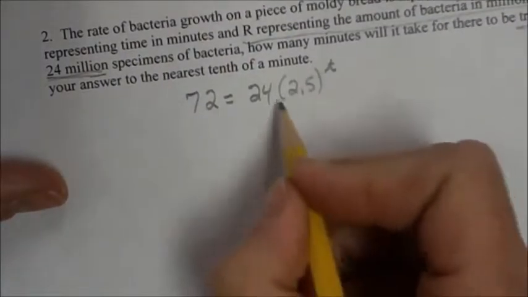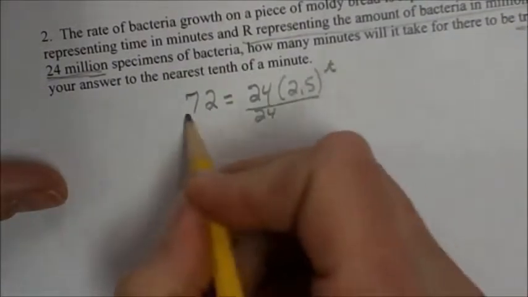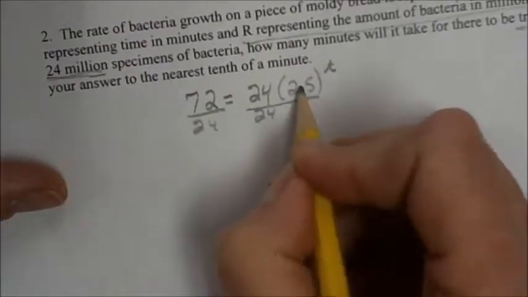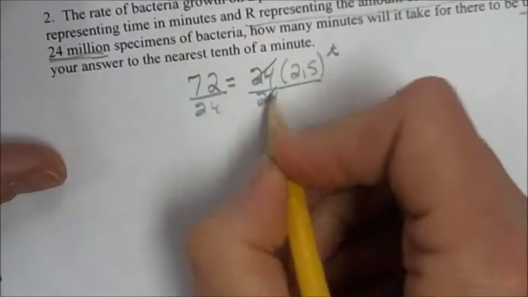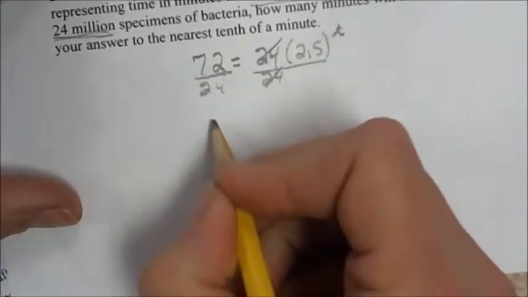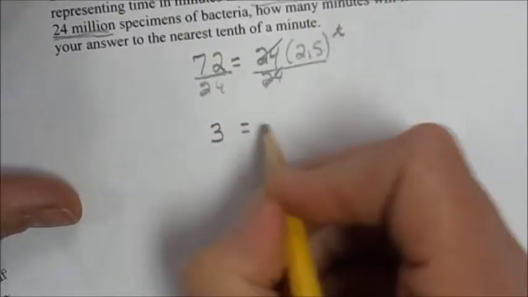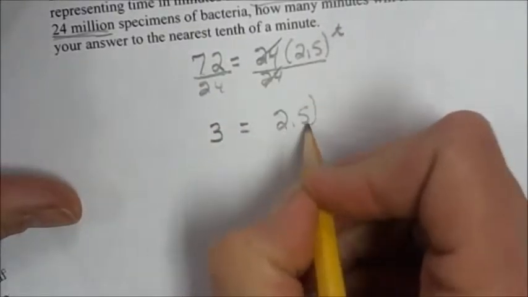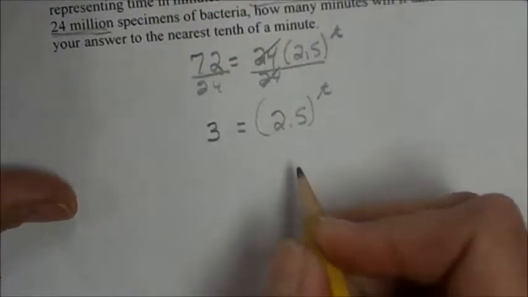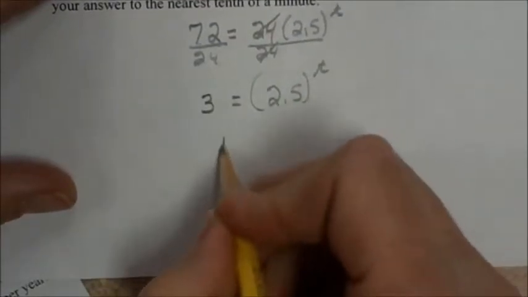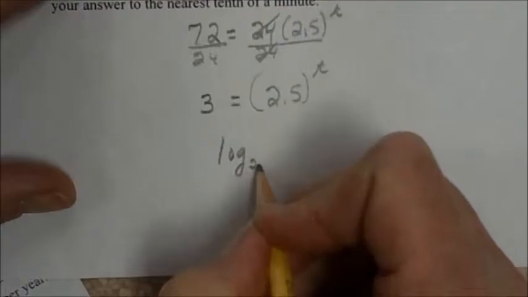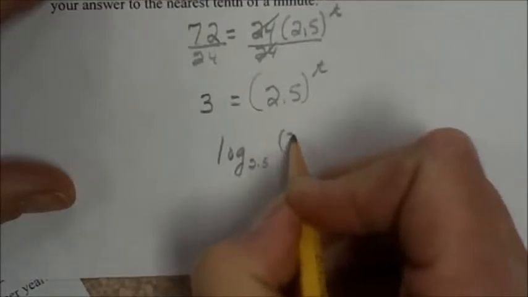So you're going to solve this for t by dividing both sides by 24. Do not multiply 24 times 2.5. That's wrong. 72 over 24 is 3, is equal to 2.5 to the power of t. This log has a base of 2.5 of 3.